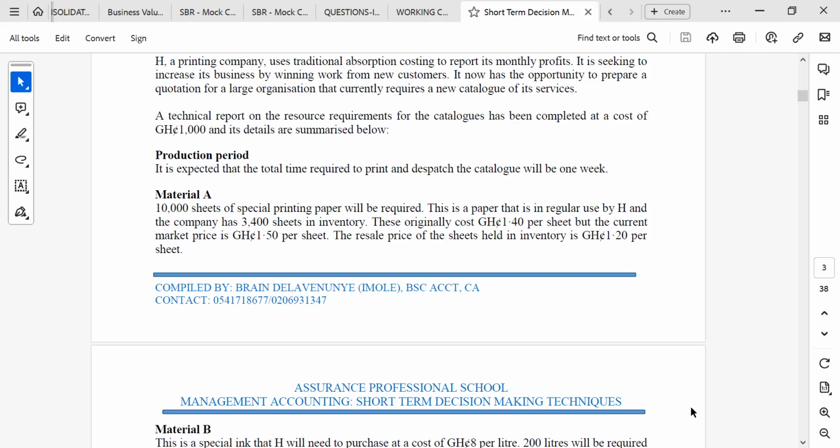Okay. So the original cost is a sunk cost, which is not relevant. The current market price is 1.5. The resale price of the sheet held in inventory is 1.2, so if you want to sell, this is the amount that we are selling it. If it should be a material that is not in regular use but can be sold, then we use the 1.2. So we use a resale price only for materials that are not in regular use, but they can be sold for a value.